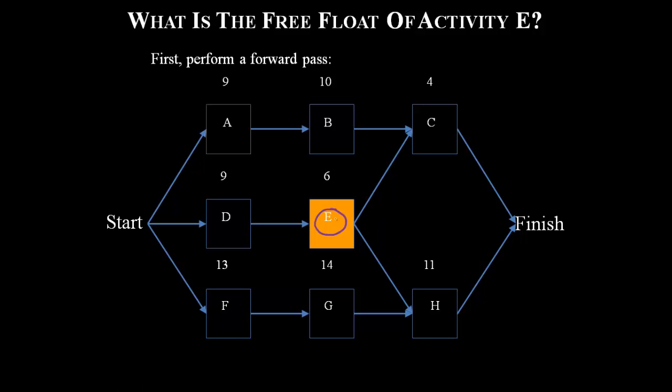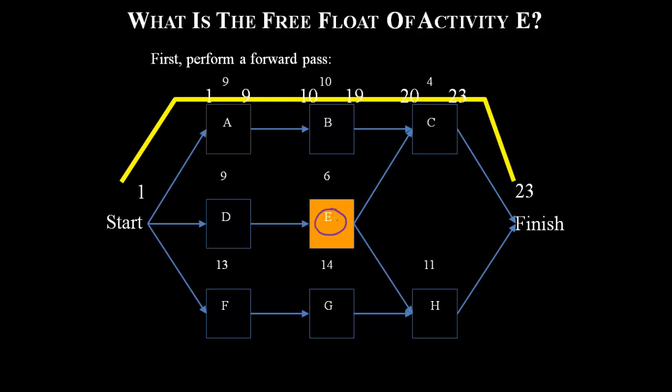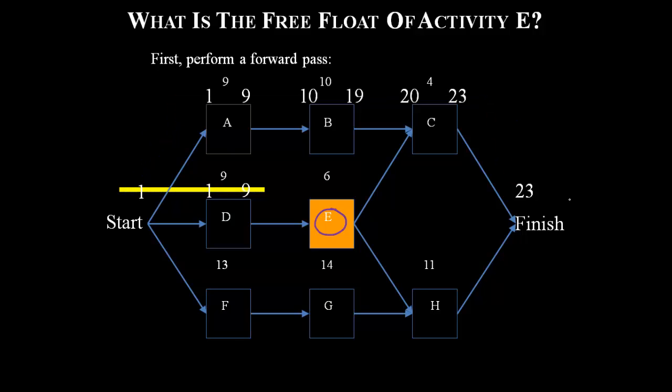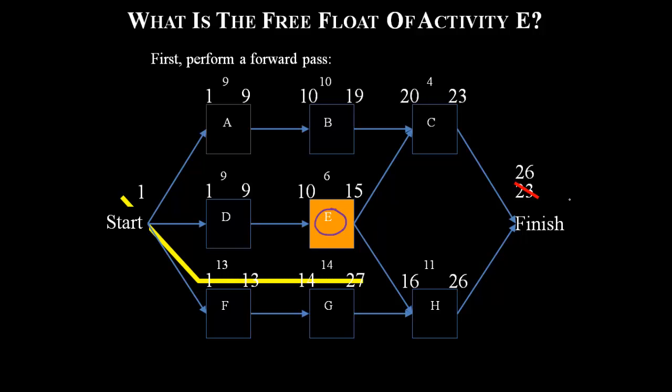So let's first perform the forward pass. So we started on day 1, again 9, we started on 10, 19, 20, 23. So from here we are coming 23. Let's do it for the second path. It gives us 23. Third path gave us 26. Fourth, let's see what is the fourth path giving us.